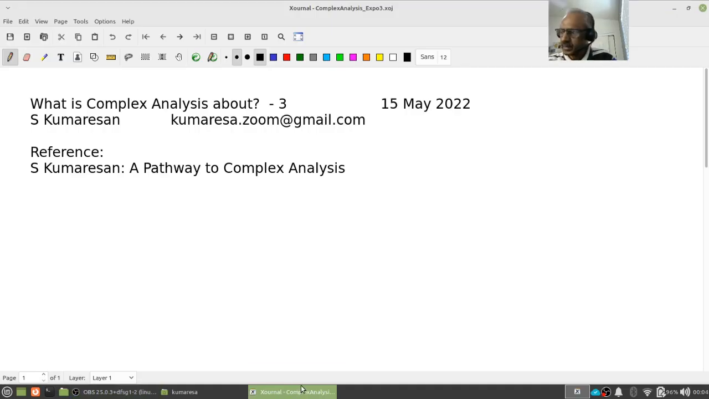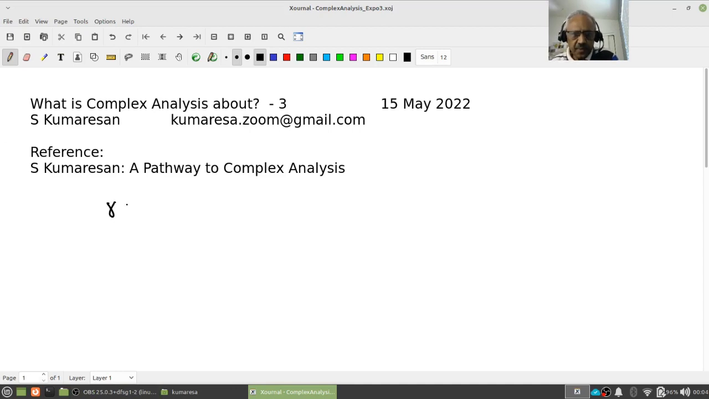Today, before embarking upon the so-called multivalued functions, let me say something very interesting about the Cauchy integral formula, which was derived at the end of last session. Okay, so let me do the screen share. So this is a very beautiful result which is not very well known.